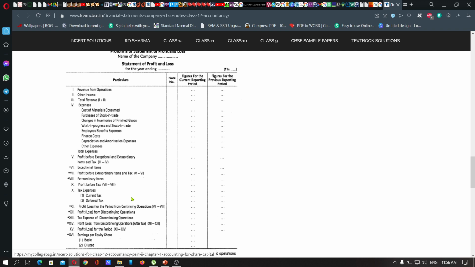It is actually one single statement. Because of the space constraint, we can't write down all the items on a single piece of paper, so we will continue it to the next page. So don't consider it as two different statements. It is actually one single statement. Let us go into detail on each of these items.